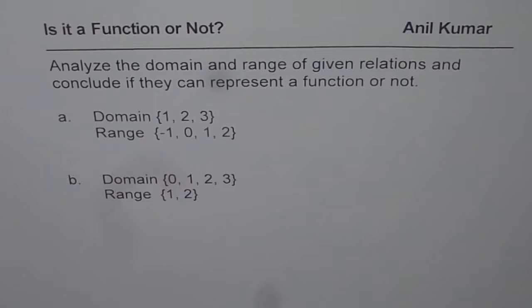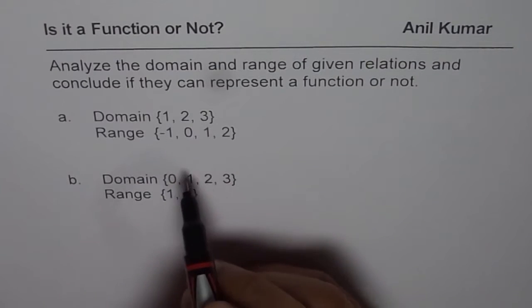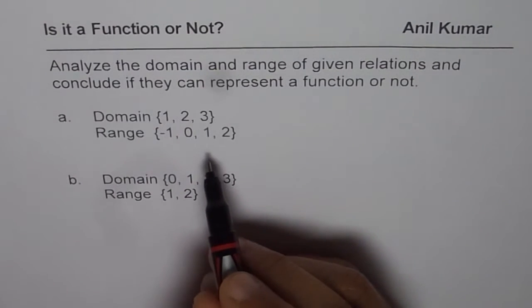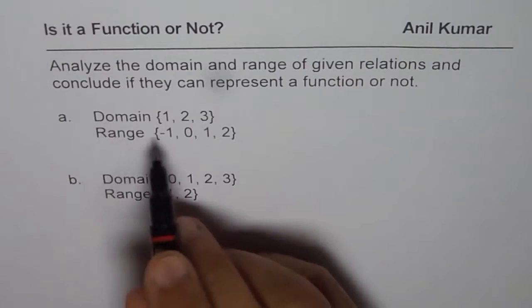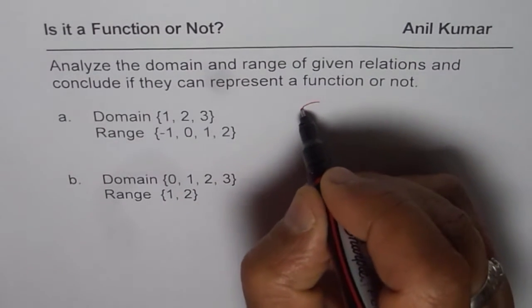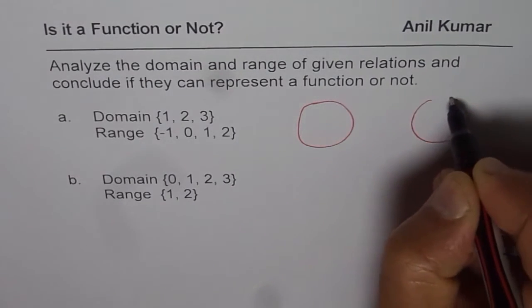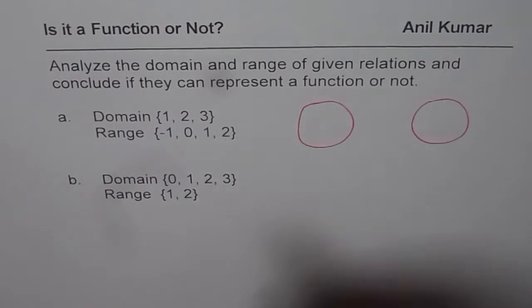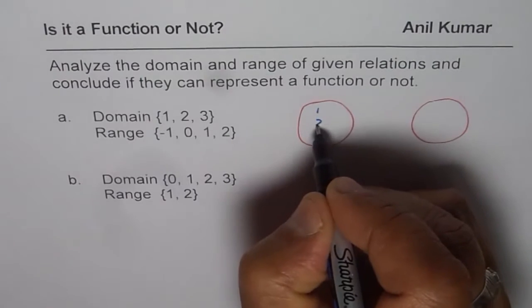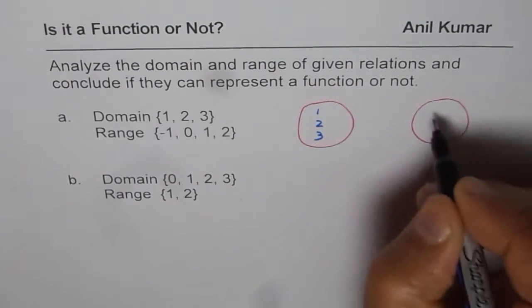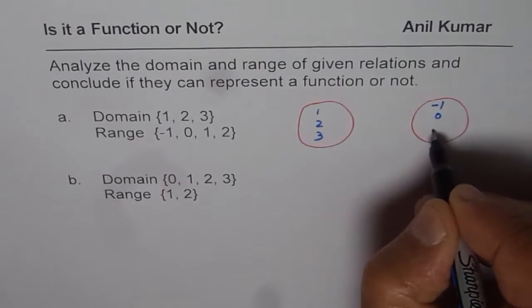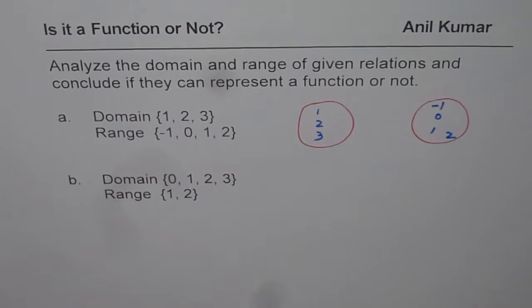You can actually pause the video, answer the question and then look into my suggestions. I would like to show a mapping diagram and then conclude. So let's do part A first. So we are given some domain, right? So let's say this is the domain part and that is the range part. In the domain we are given numbers 1, 2 and 3. In the range we are given -1, 0, 1 and 2.